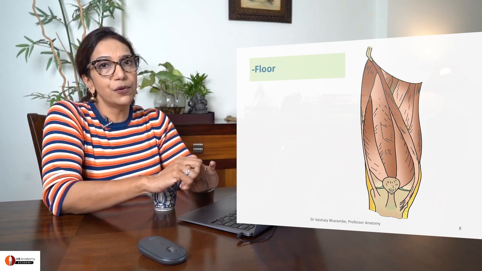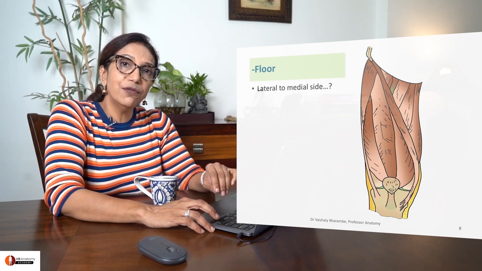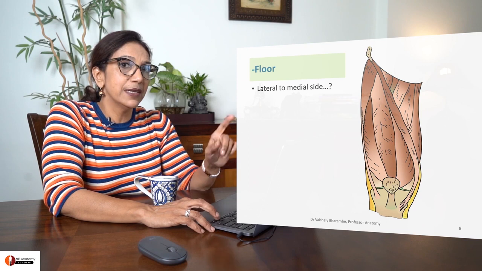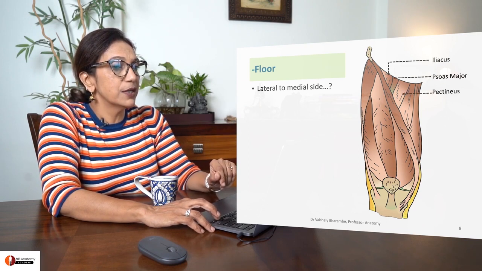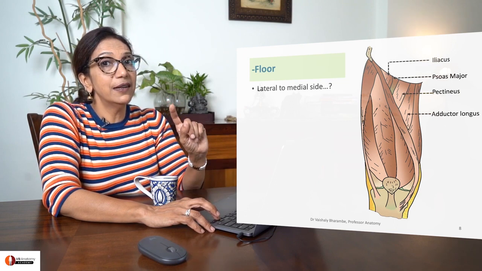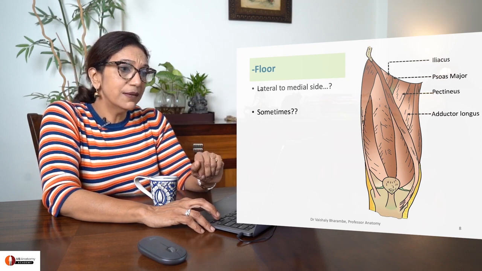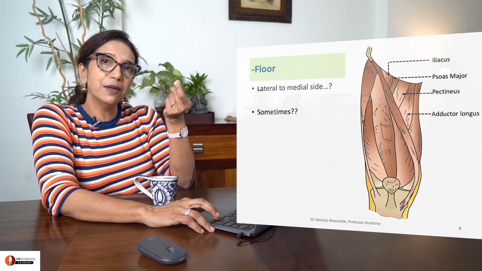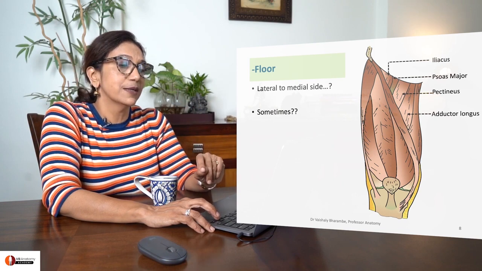Let's now go to the floor. Again, very easy. From lateral to medial side, the floor is formed by, take a look here, iliacus, psoas major, pectineus and adductor longus. Remember, adductor longus forms the boundary as well as the floor. Sometimes you may have a little bit of adductor brevis coming through between the pectineus and adductor longus.